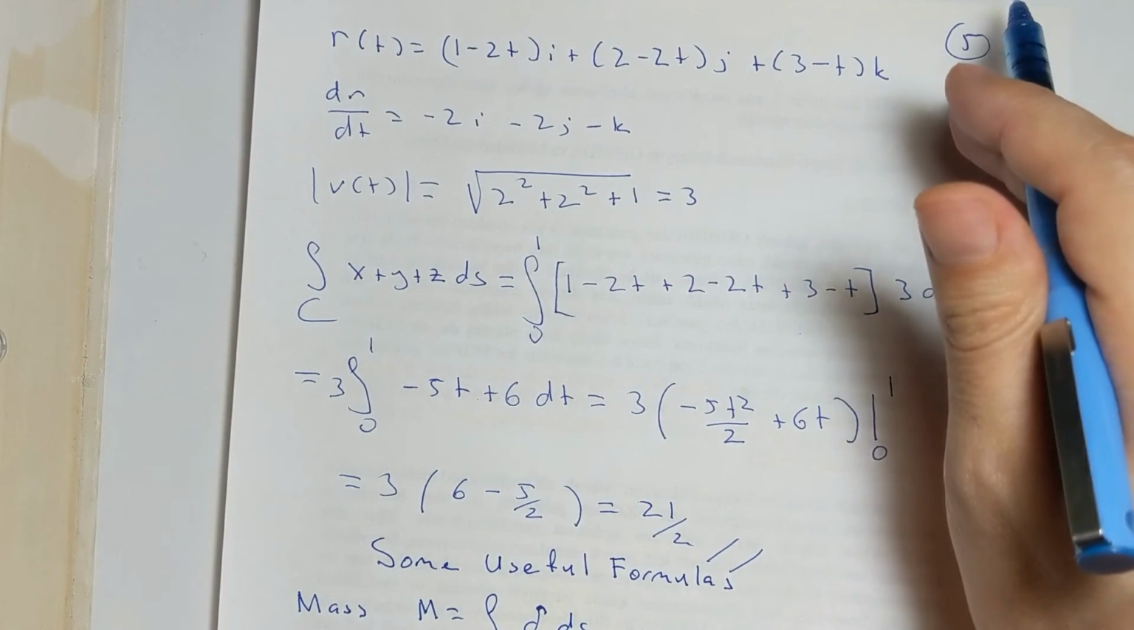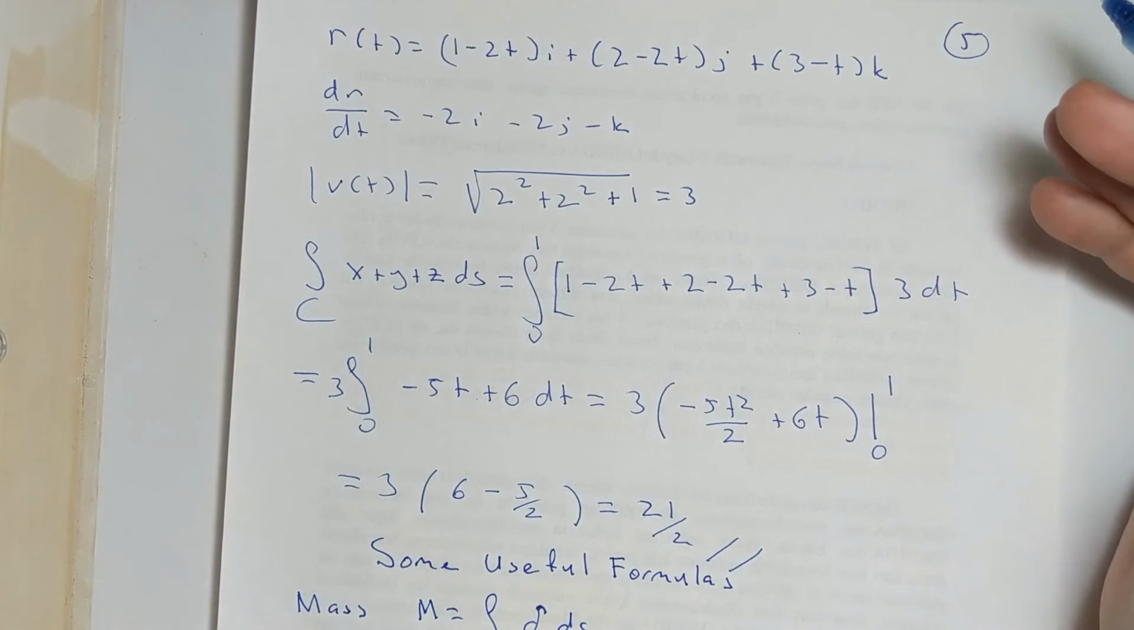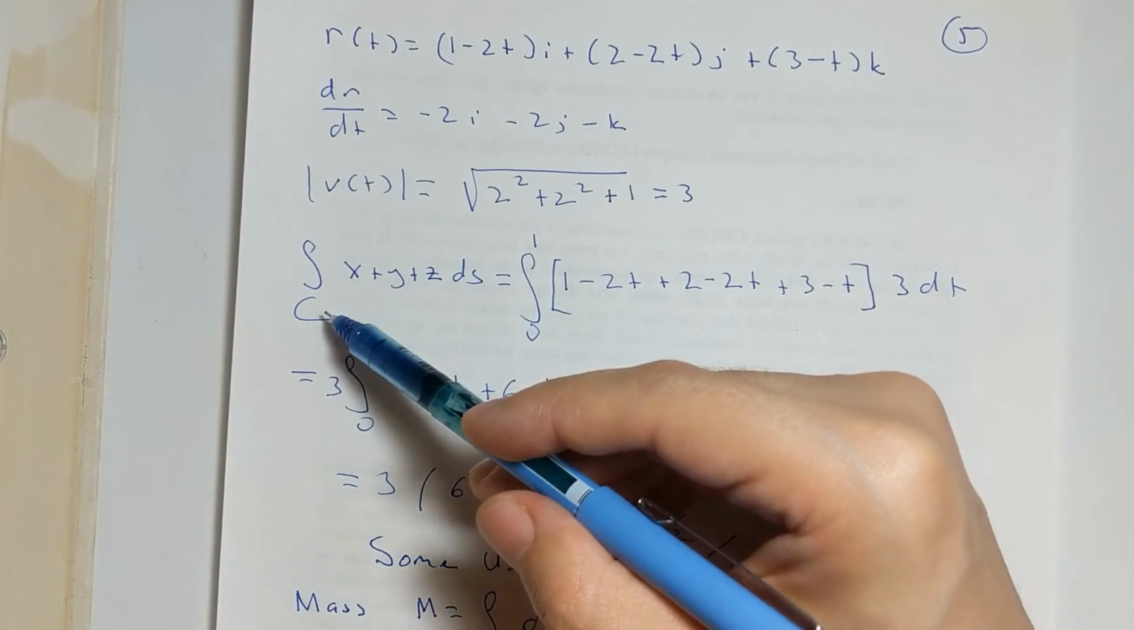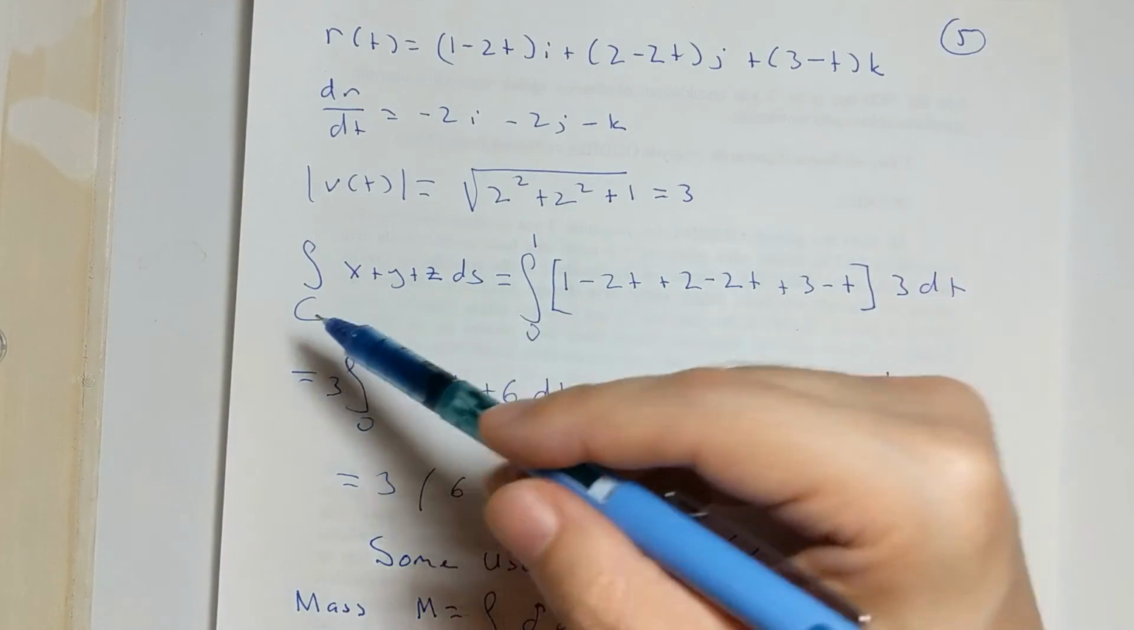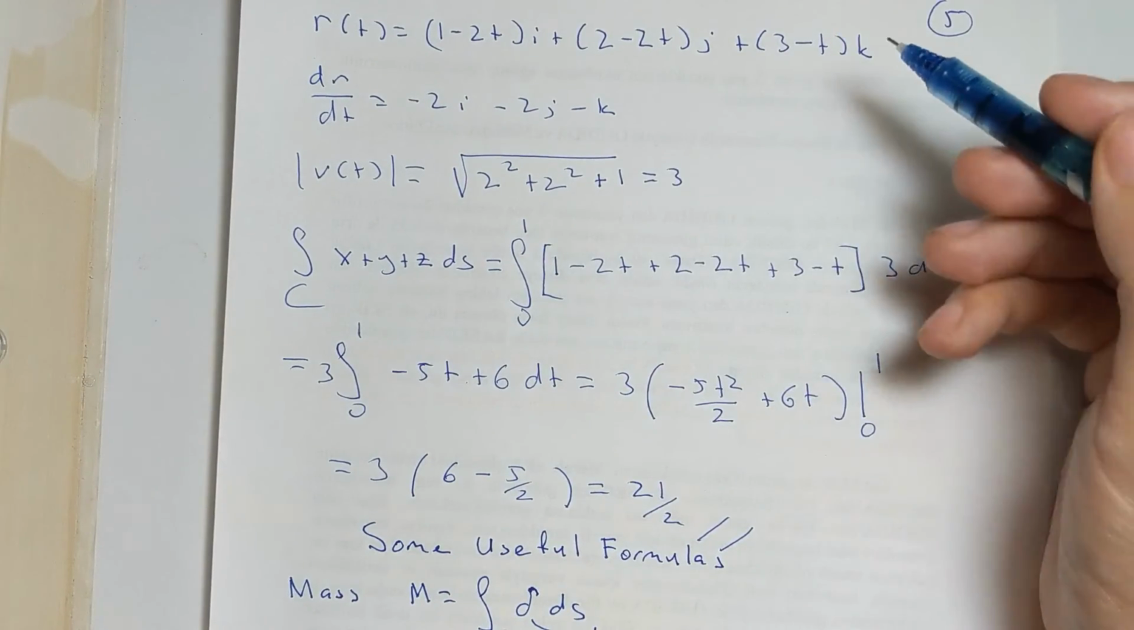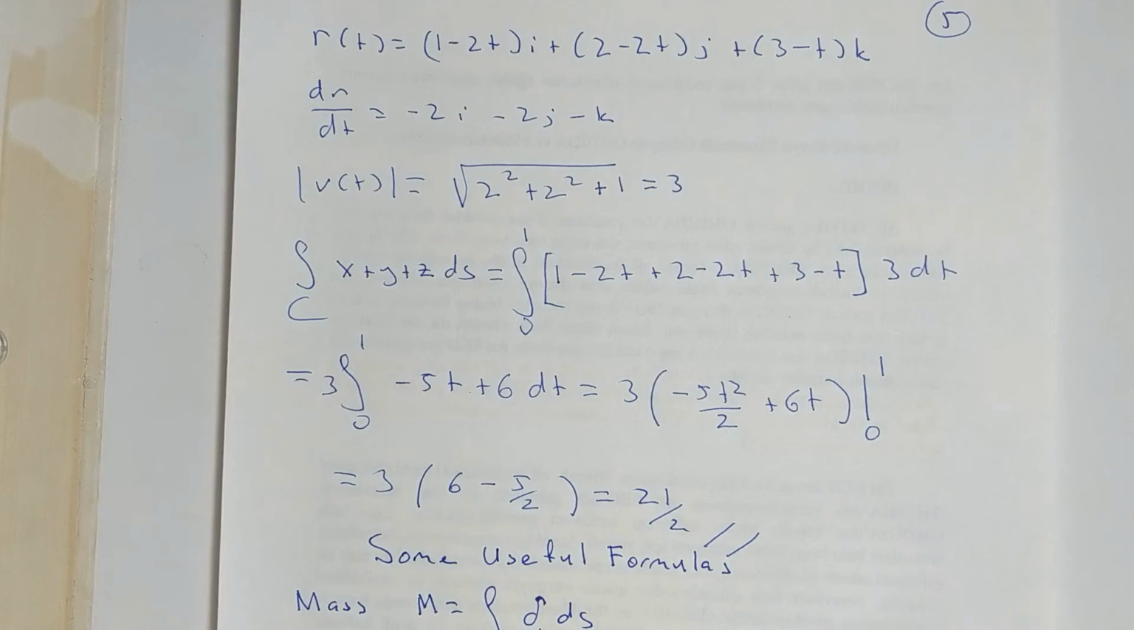Again, it's 3. It's a lovely number, isn't it? A Pythagorean triple right there for you. So when we integrate this function, x plus y plus z ds, over this curve, what we're actually doing is t... oh, sorry, I didn't show you that.